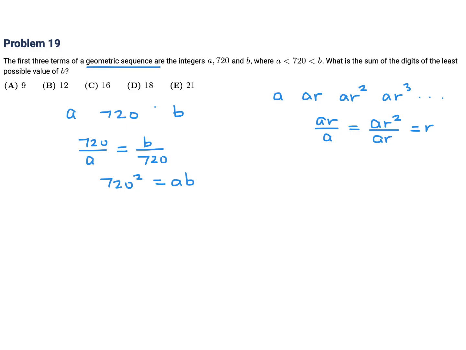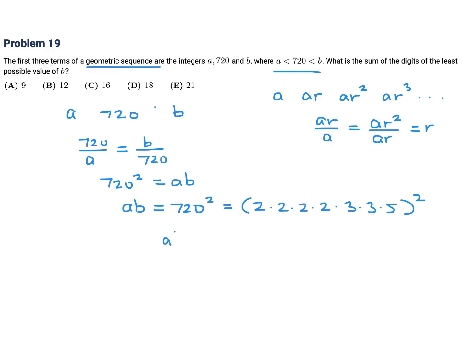All right. And we need to, what do we need to do? Oh, the least possible value of B. Okay, so this is an experimentation question. I don't think there's any formula here. So the first thing I have to do is break up this 720 into its prime factors. 720 itself in prime factors: 2 times 2 times 2 times 2 times 3 times 3 times 5, and then it's all squared.